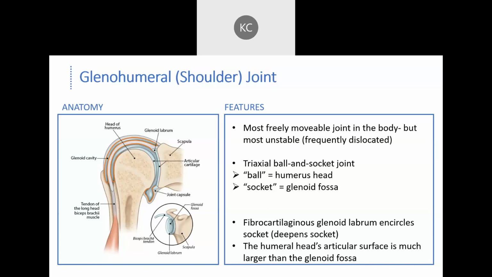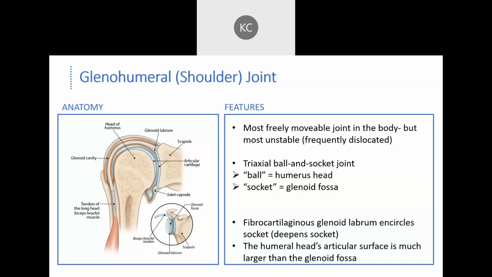All right, so welcome back. This is part 6 in our articulations lecture. In this part, we're going to look at some joints that have to do with our upper limb, including our shoulder joint, and some joints associated with our scapula, as well as our sternum and clavicle.